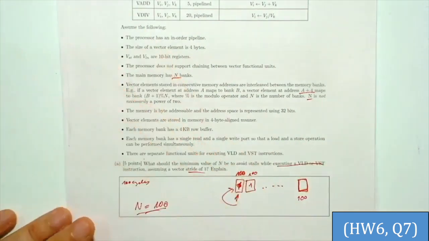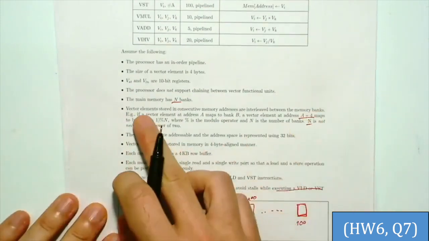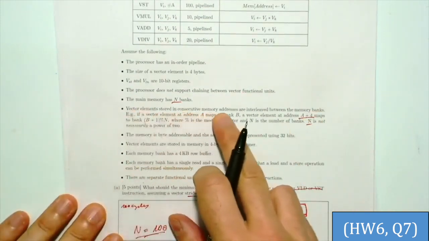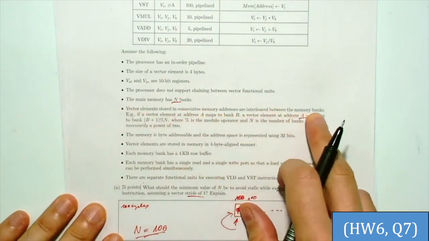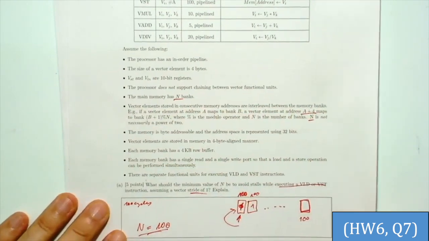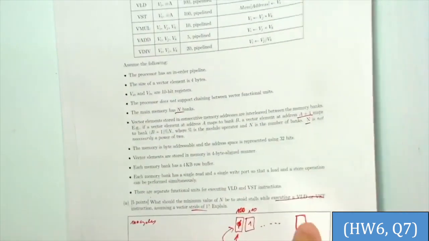Do we assume here that the accesses are in different memory banks? Because if they're all accessing the same memory bank, it wouldn't work anyway, right? Yeah, they are in different memory banks. It's specified here, right? Vector elements stored in consecutive memory addresses are interleaved between memory banks. Okay.